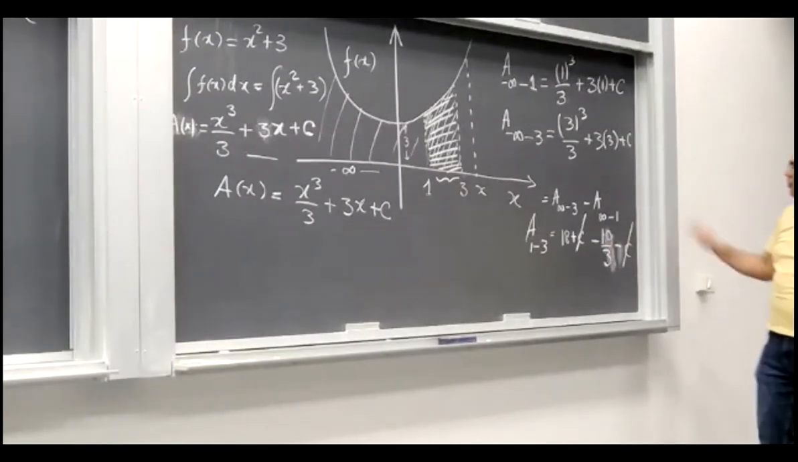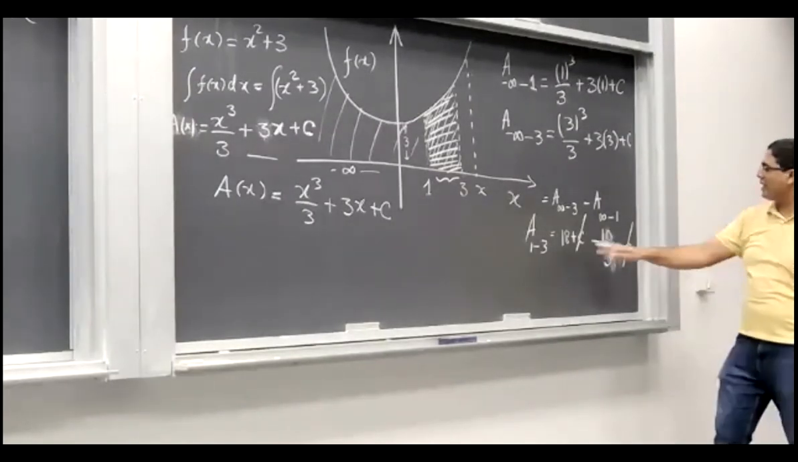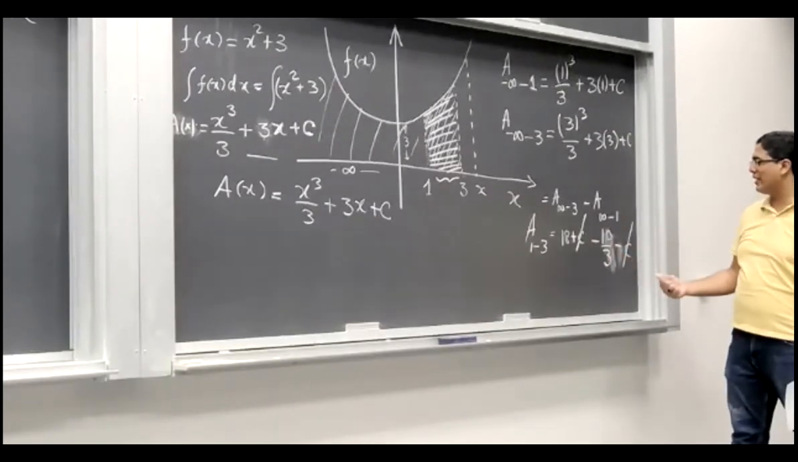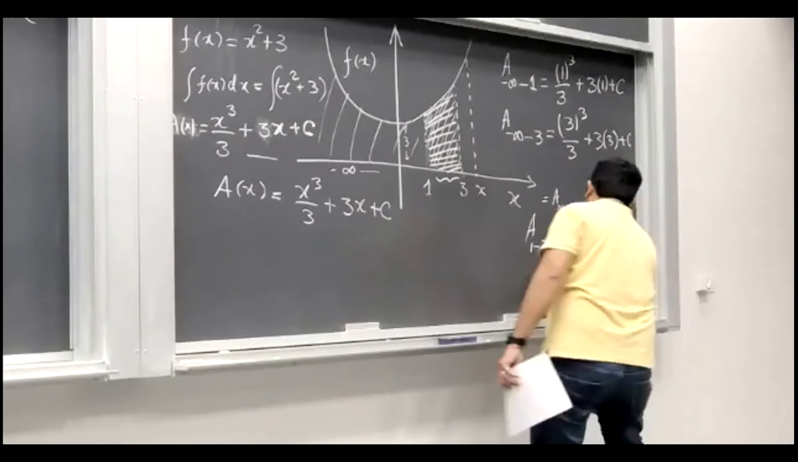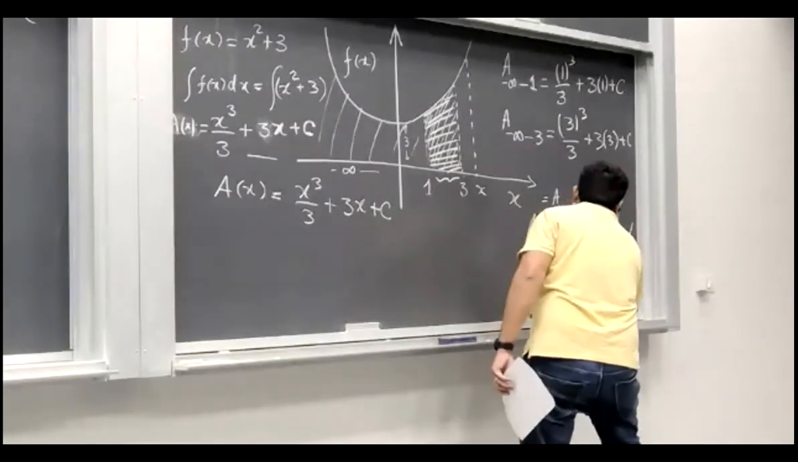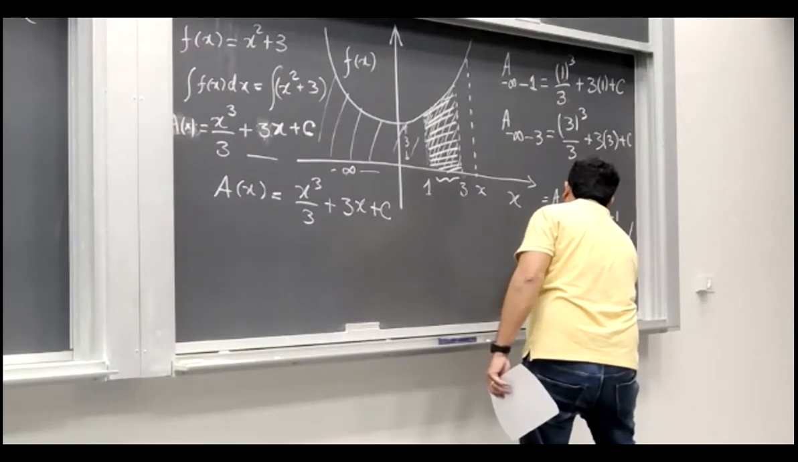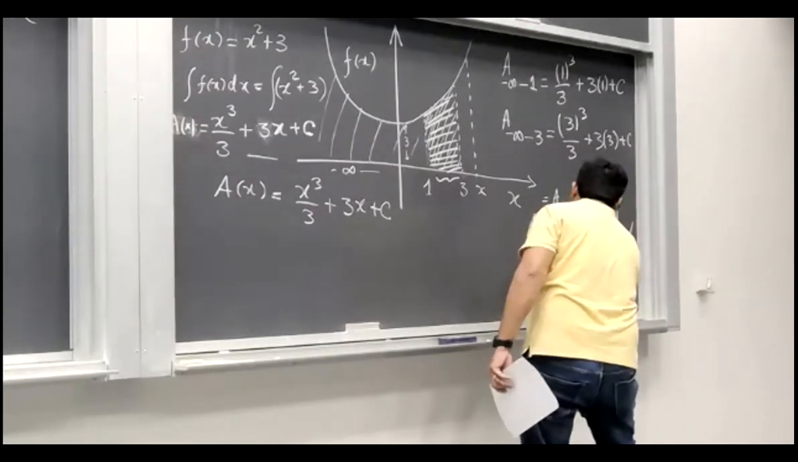Okay, but the important point is here, you see, when I am subtracting these areas, these C's are canceling, the constant of integration is canceling, and I'm left with a number: 18 minus 10/3, the area between 1 and 3.